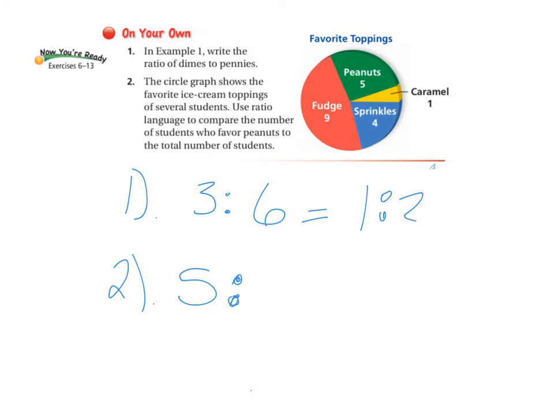So I need to add up all of them in that circle graph. So 5 of them like peanuts, 1 more likes caramel, 4 likes sprinkles, and 9 likes fudge. Well, if I add 5, 1, 4, and 9, I end up at 19. So the ratio for that is 5 to 19. 5 over 19 doesn't reduce, so we're going to leave that one alone. But again, notice that we have that one up above that did reduce.